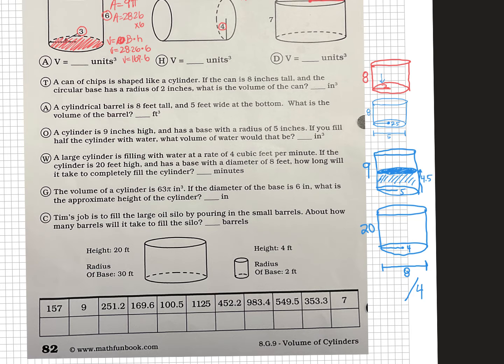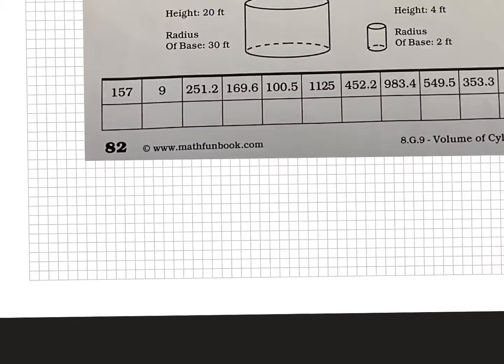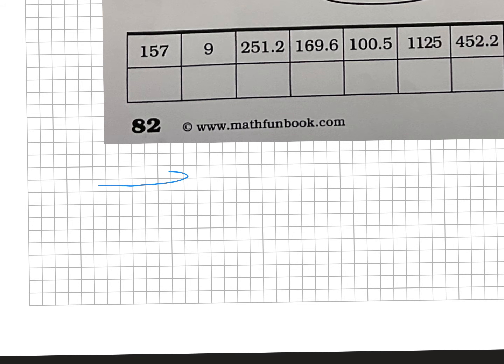All right, G. The volume of a cylinder is 63 pi inches cubed. If the diameter of the base is 6 inches, what is the approximate height of the cylinder? Okay, so what they're telling us is we've got this cylinder, and the overall answer for how much space is here is 63 pi. Now, they didn't multiply it out, so they just kept pi as pi. And they're asking us how tall must this height be?